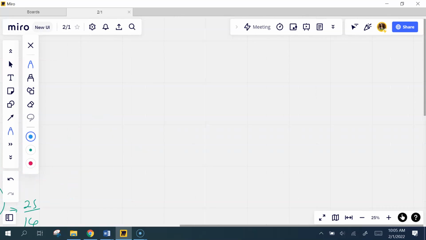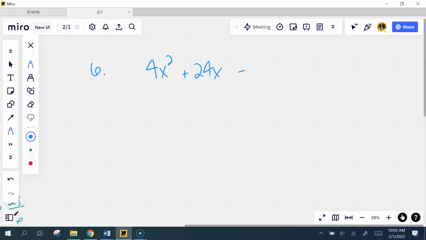Number 6, 4x squared plus 24x equals negative 35. What I'm probably going to do is go ahead and divide by 4. I know I told you to make it equal 0 first, but there's no way 35 divided by anything is ever going to be a perfect square. So I'm just going to leave that over there on the other side, and I have x squared plus 6x equals negative 35 over 4. And I'm going to leave it just like that.